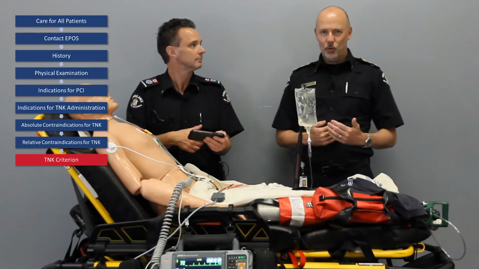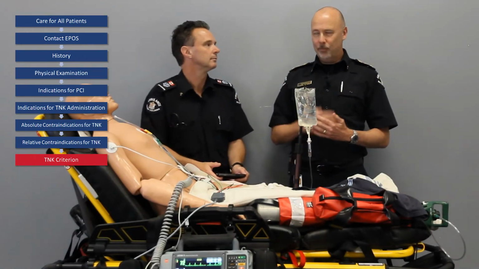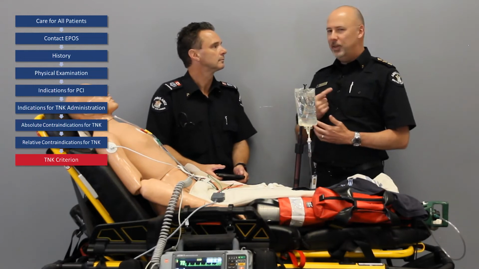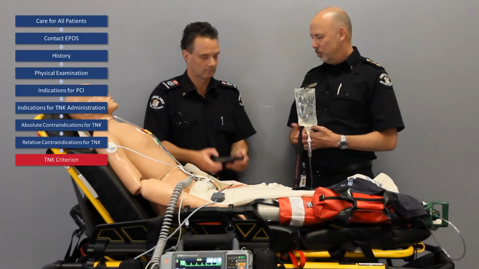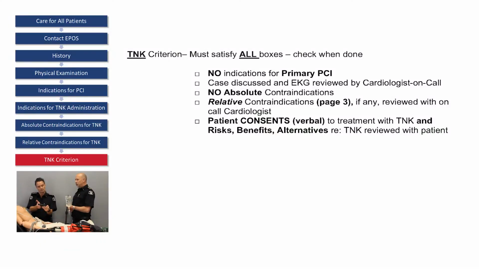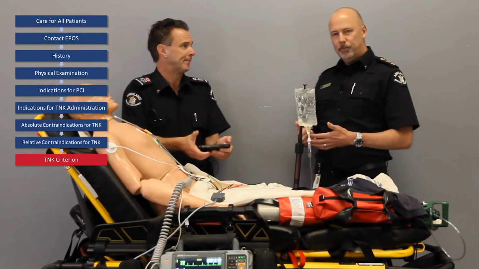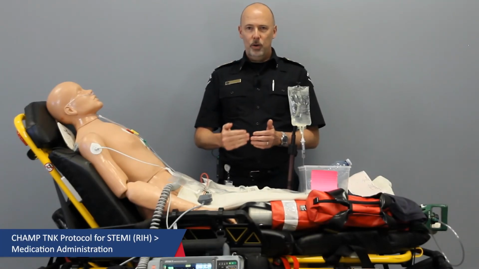Next, Steve, is just a very short checklist to make sure that we've done everything up to this point, and this patient meets the criteria for TNK. So can we go through that just quickly? First on the list is there are no indications for primary PCI. That's correct. Second point is the case has been discussed and the ECG has been reviewed by the physician. Yes. Next, there are no absolute contraindications. There's none. And are there any relative contraindications? There's actually not with this patient. Great. And the last one is, has the patient consented to this treatment? They have consented to the treatment, John. Great. Well, now we've gone through our checklist.